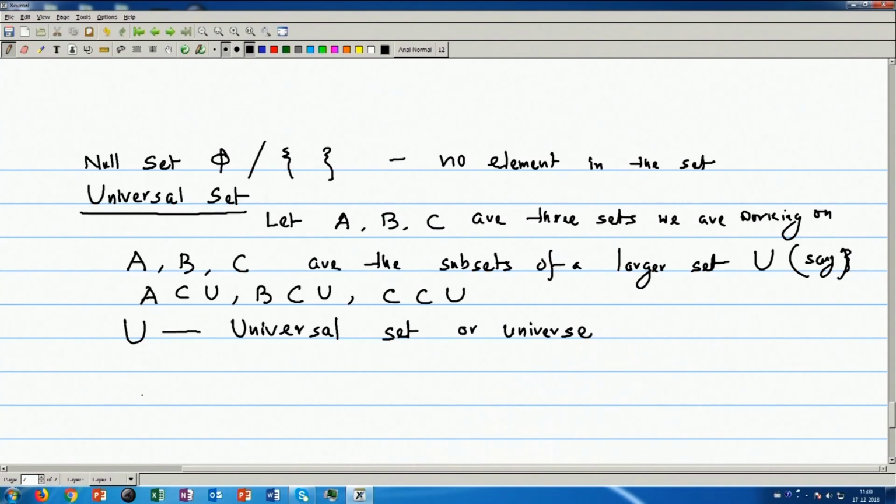Now, with these basic definitions and some of the fundamental operations we have seen, binary operations like union, intersection and set difference, we will again read some properties and some more operations that are very much important when we will be handling some practical problems using sets.